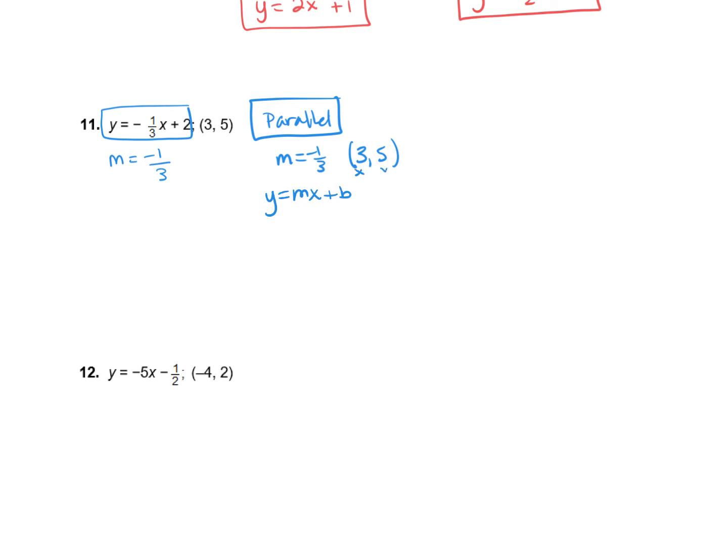We have an x and a y. We're going to plug into that, and that will allow us to solve for b, our y-intercept. Once we have the y-intercept with that slope, we'll be able to write our equation.